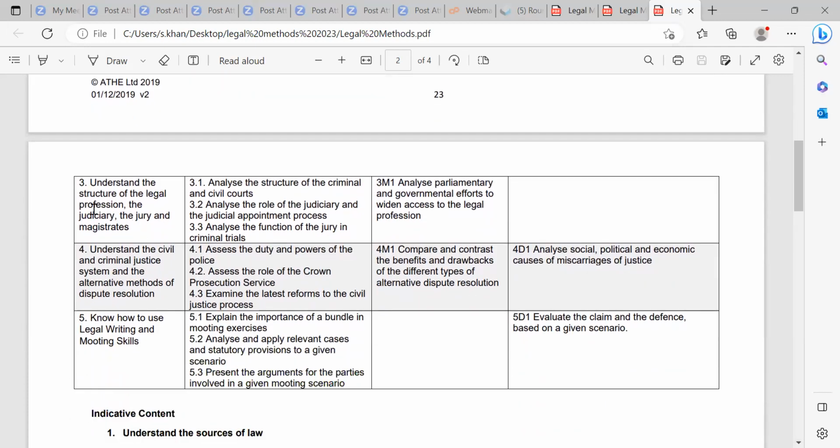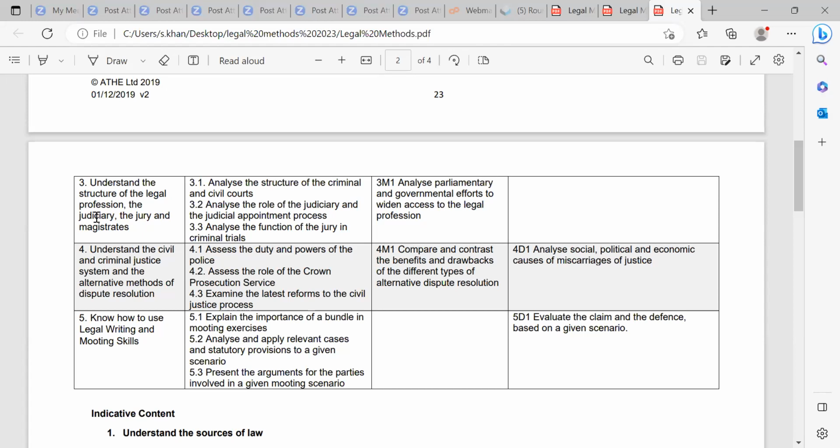And then learning outcome 3, understand the structure of the legal profession, the judiciary, the jury, and the magistrates. 3.1, analyze the structure of the criminal and civil courts. 3.2, analyze the role of the judiciary and the judicial appointment process. And then 3.3, analyze the function of the jury in criminal trials. And 3M1, analyze parliamentary and governmental efforts to widen access to the legal profession.